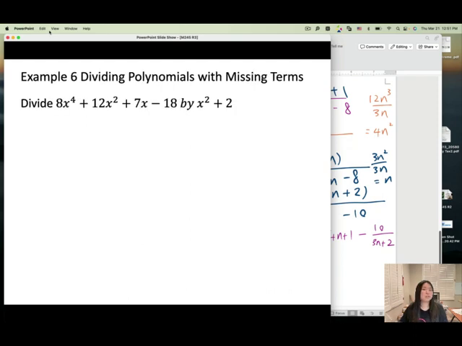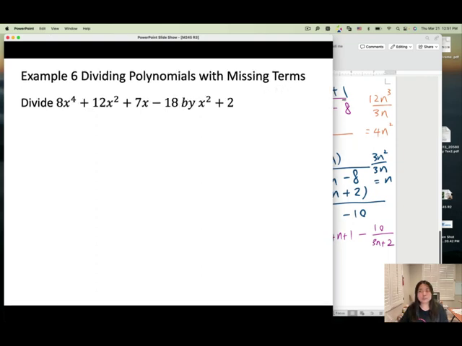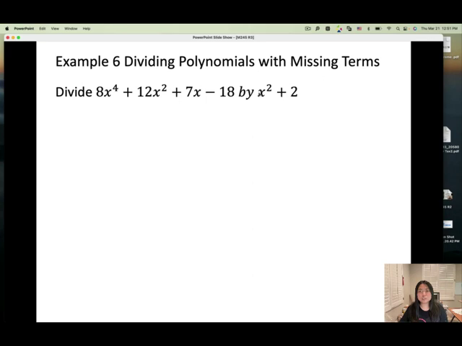Good. Last one. This one, be careful. You do have missing terms here. Okay, did you see there are missing terms? 4, 2, 1, 0. So we're missing x to the power 3 here. So what are we going to do? I'm going to add in 0 x to the power of 3. Okay, make sure you write this down. If there are missing terms, you're going to put the 0. 0 times anything will be equal to 0.